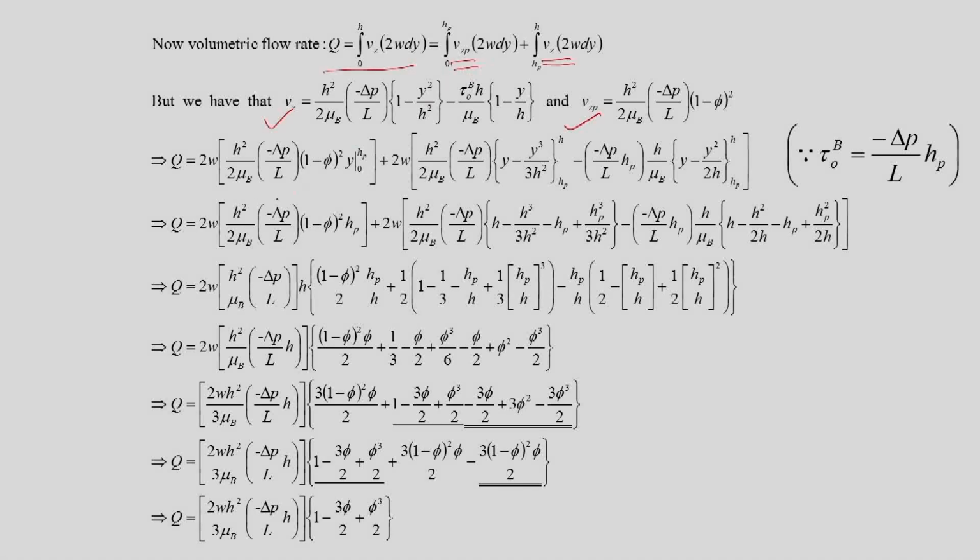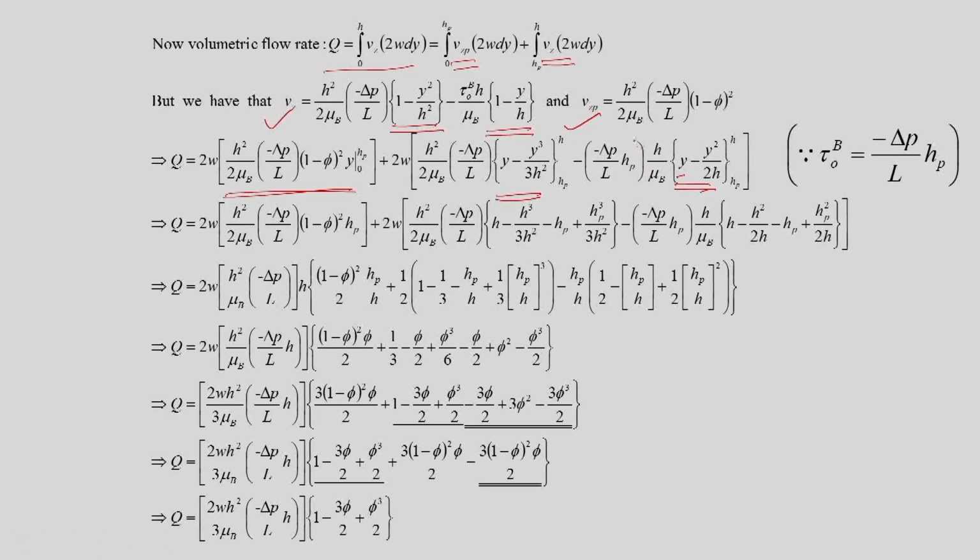Here, in place of V z p, if you substitute this particular term and integrate, you will get the integral of dy, which is nothing but y. In the second, if you substitute V z and integrate this part with respect to y, it is y minus y cube by 3, with h square as it is, and substitute the limits h p to h. Then the integration of this part, 1 minus y by h, because the other parts are constant, gives y minus y square by 2, and h is as it is.